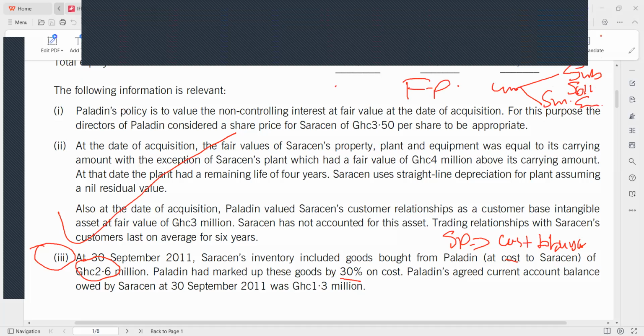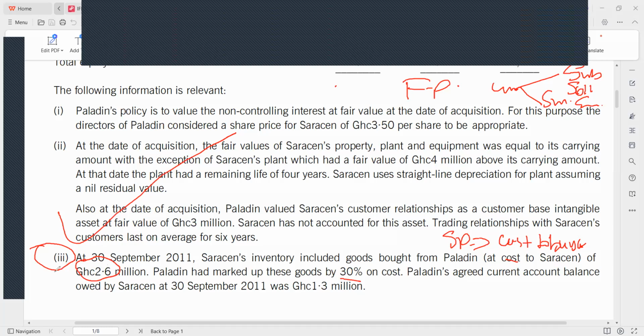So here, who made a sale? Paladin. You all agree that it's Paladin that made the sale? Because Saracen bought from where? Paladin. Good. So that is that. If it's Paladin, then it will affect Paladin's profit. It will not affect Saracen's profit. Hence, this will not affect.